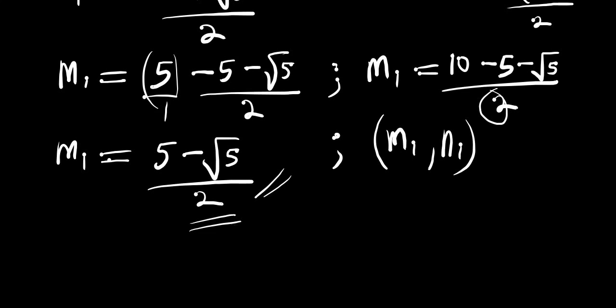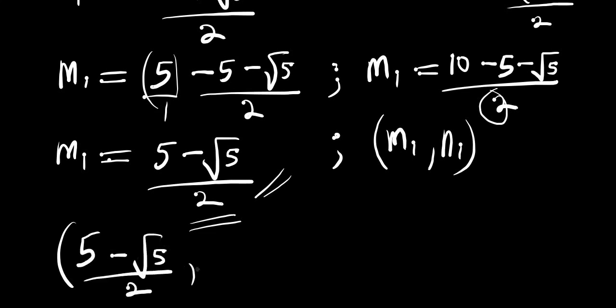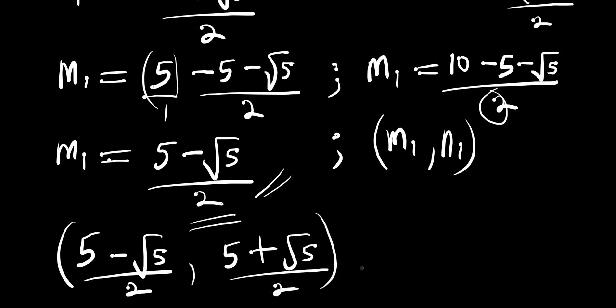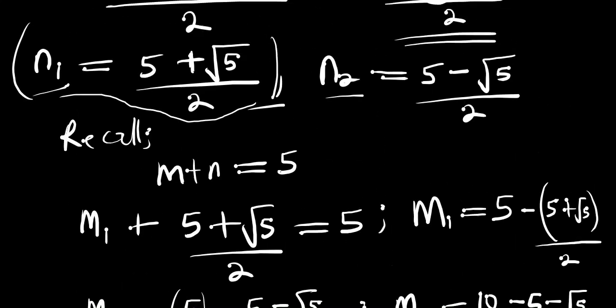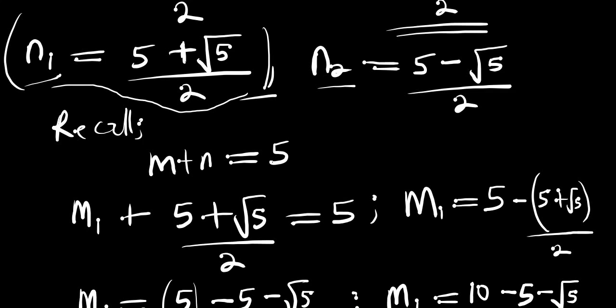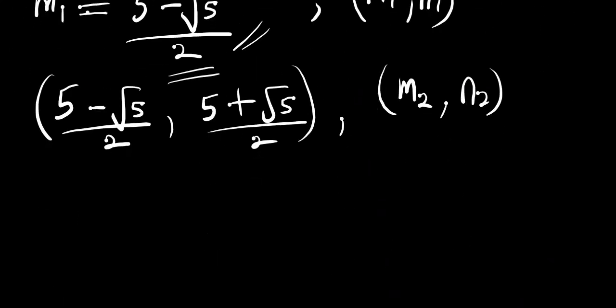So what we are going to have is, let's start with m1, and we are going to have 5 minus root of 5 divided by 2, comma, n1 is 5 plus root of 5 divided by 2. Now the next thing is for us to solve for m2. Now in order to do that, we need to go and consider what we had for n2. Now this is for n2, 5 minus root of 5 divided by 2. So we are going to use that. So we go over again.